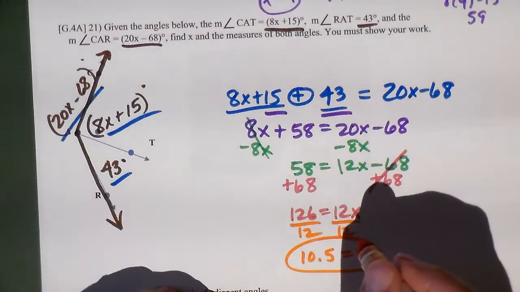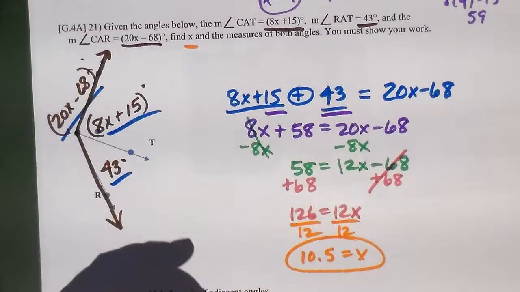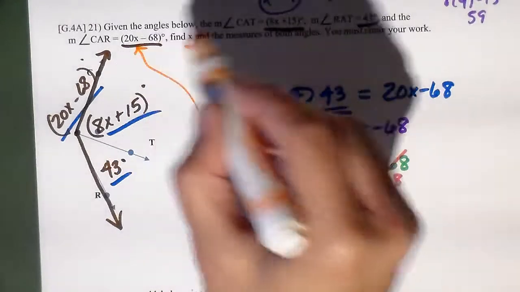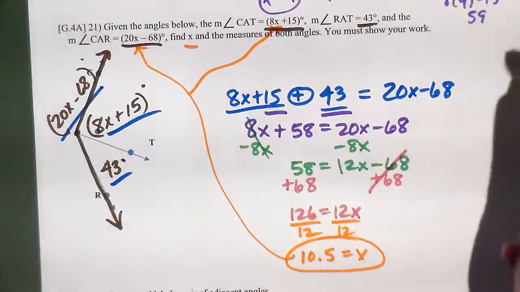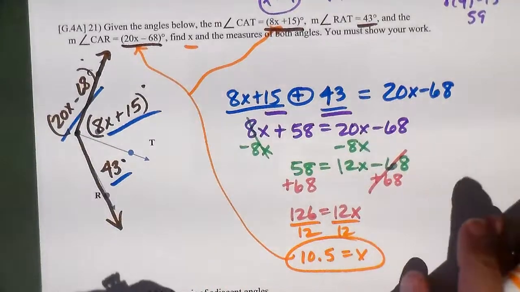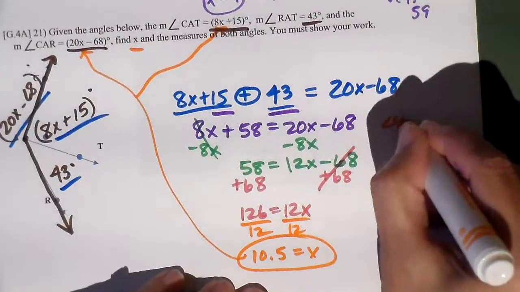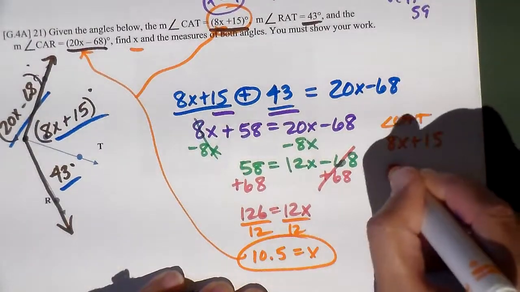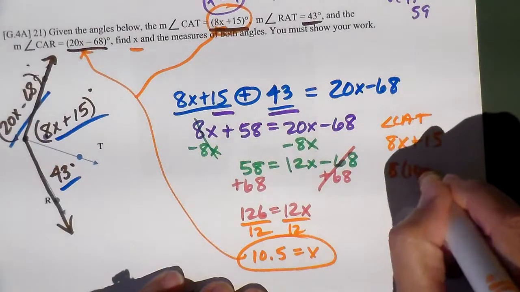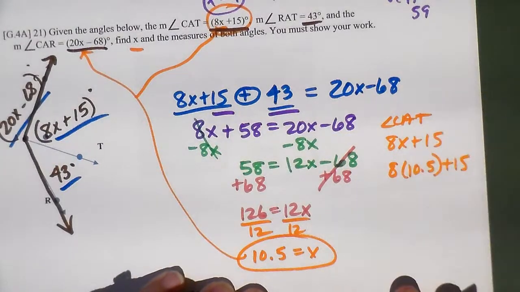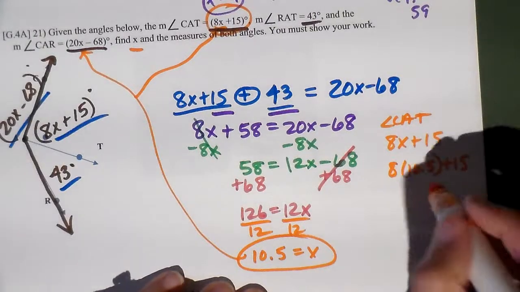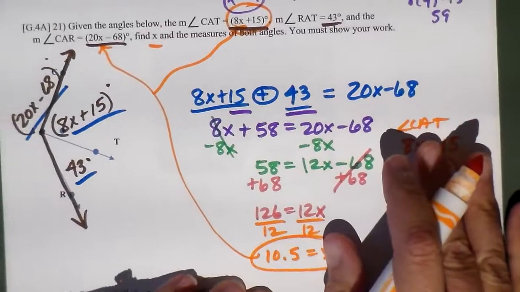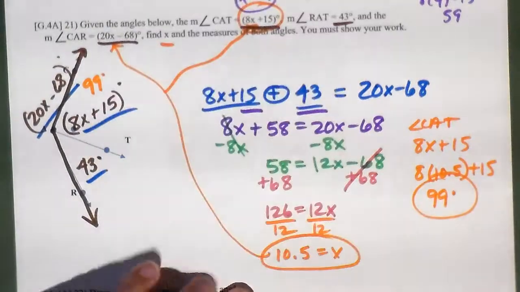So that's your first part. X is 10.5. How do I find the measure of the two angles now? What am I going to do with that 10.5? I'm going to plug it in for x here, and plug it in for x here. So let's do cat first. For angle cat, cat is 8x plus 15. And what's x? 10.5. So that's 8 times 10.5 plus 15. That's 84 plus 15, which is 99. So cat is 99 degrees.